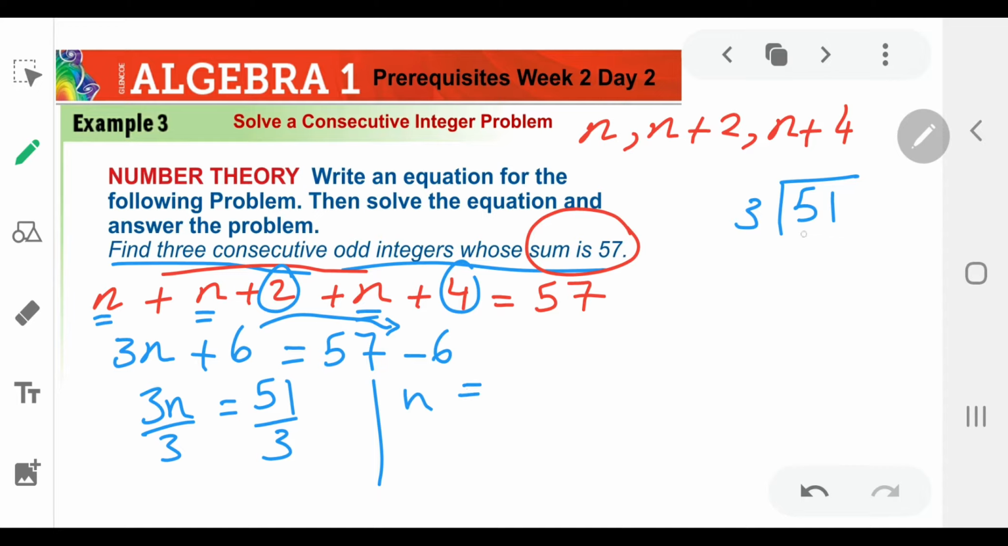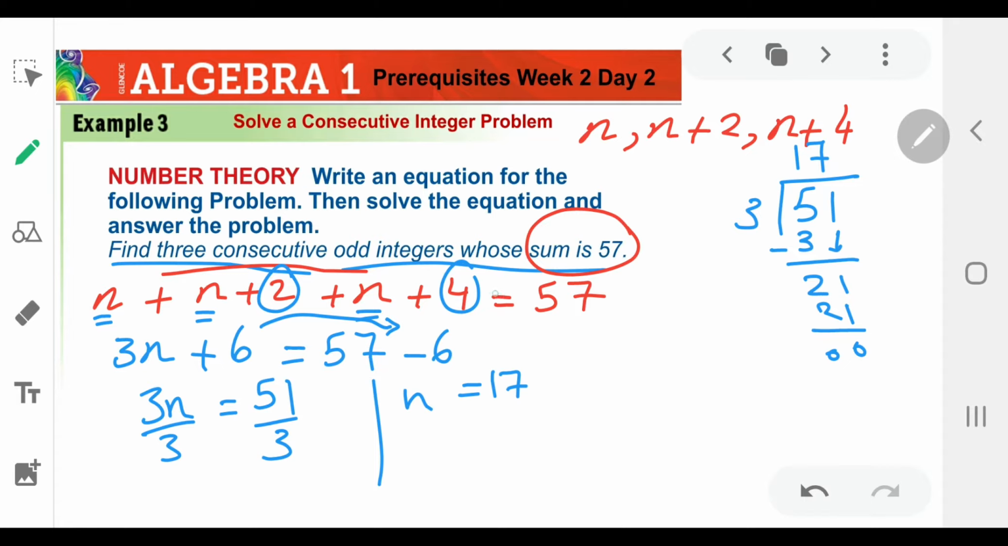51 divided by 3, 5 divided by 3 is 1. 1 times 3 is 3, and you subtract, and then you drop the 1. 21 divided by 3 is 7. So n is 17. You never stop here because he's not asking you to find one of those numbers.